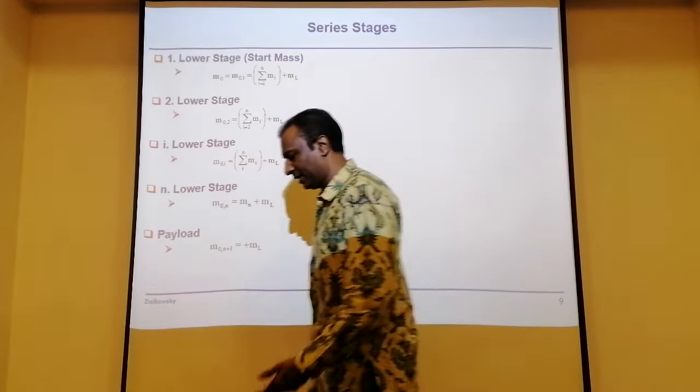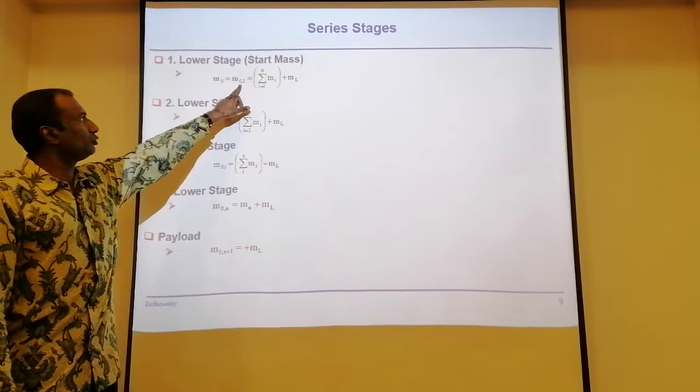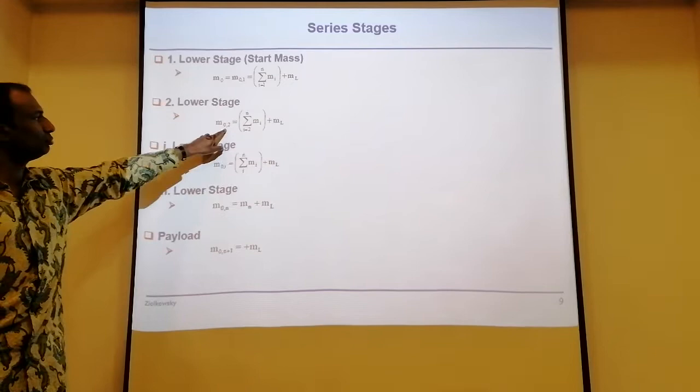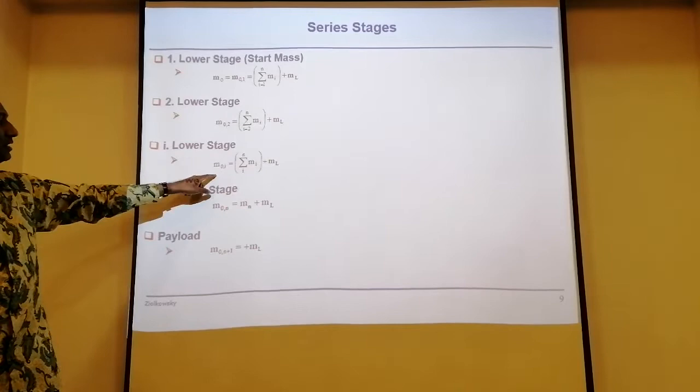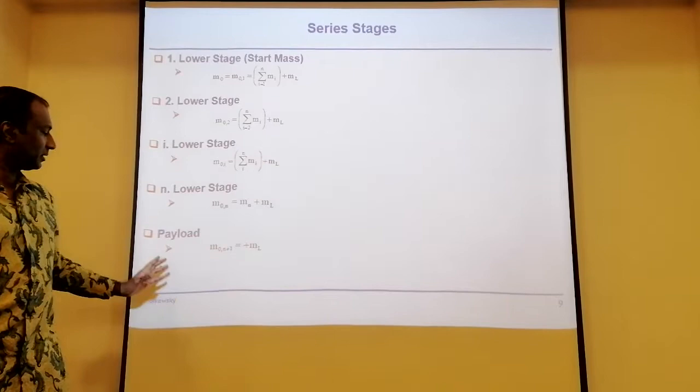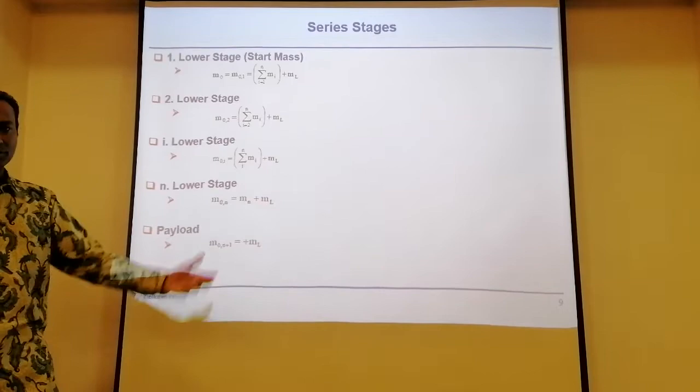Lower stage 1, what is the total mass? Start mass m1 plus the payload mass. Lower stage 2, m2, plus the payload. If it's stage 3, m3 plus the payload mass. For the lower stage and payload mass, okay, and the payload will be the last stage basically. Only the payload will be there. There's no more stage.